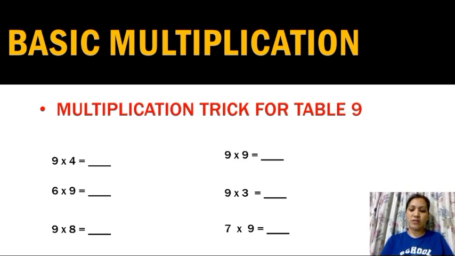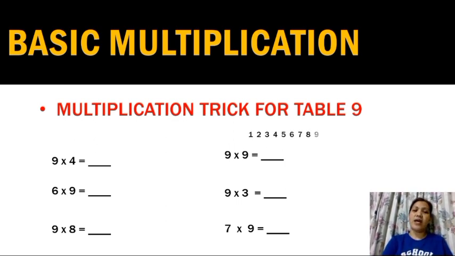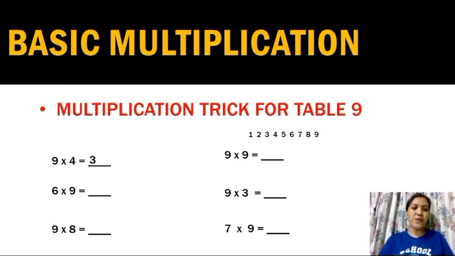So, again, kukunin lang natin yung ating mahiwagang number na 1, 2, 3, 4, 5, 6, 7, 8, 9. Ayan. So, again, ang titignan nyo muna ay yung other factor ng 9. So, dito sa first example, ang other factor natin is 4. Next is 6. And then, the next one is 8. And then, here is 9. And then, here is 3. And then, 7. Napindot ko.